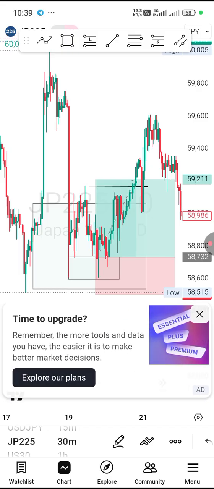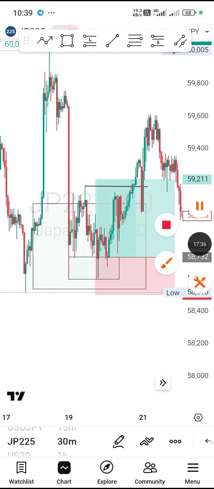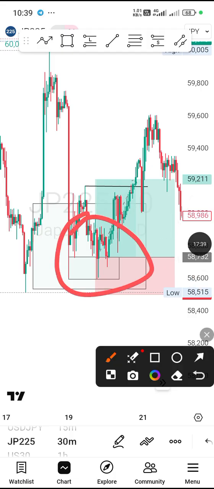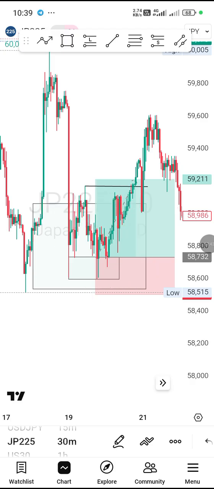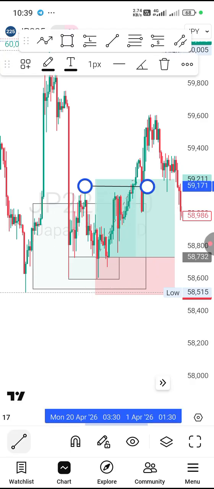You wait for the market to show its leg. You do not enter from this zone here, you don't enter from this zone here, you don't enter from here. So you're waiting for this break of structure this side. Then this is your break of structure. Now what do you do?